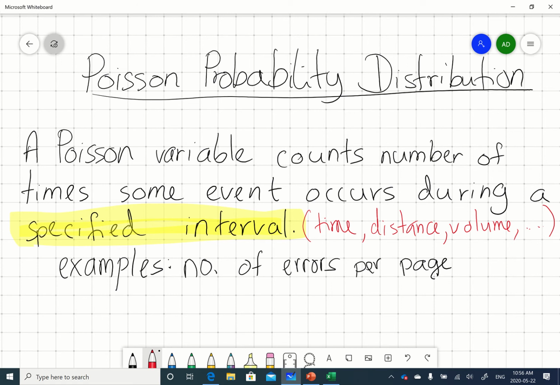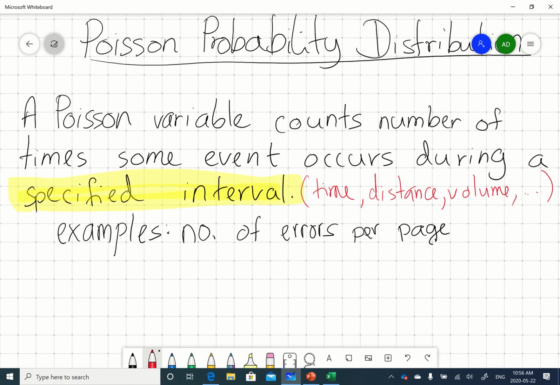So if you think about number of errors per page, you are publishing this new book and you want to study the chances of making spelling mistakes. So you want to figure out the probability distribution of your variable, which is number of errors per page, right? That's a Poisson variable because you're counting the errors. In this case, errors are your success. So counting the successes per page.